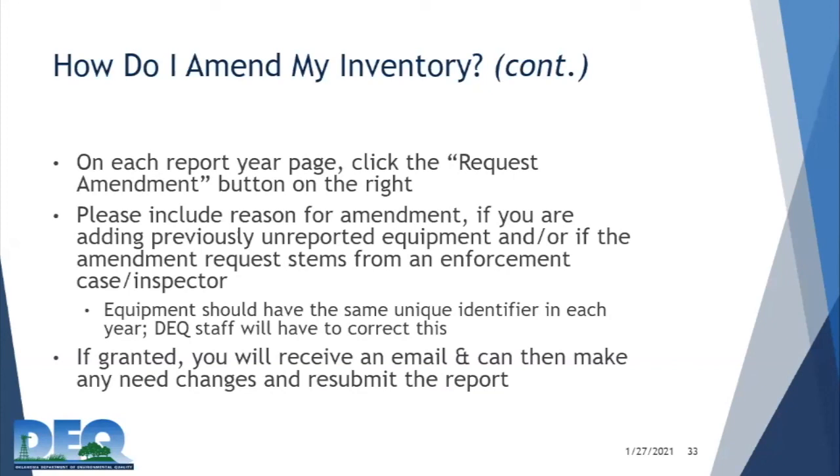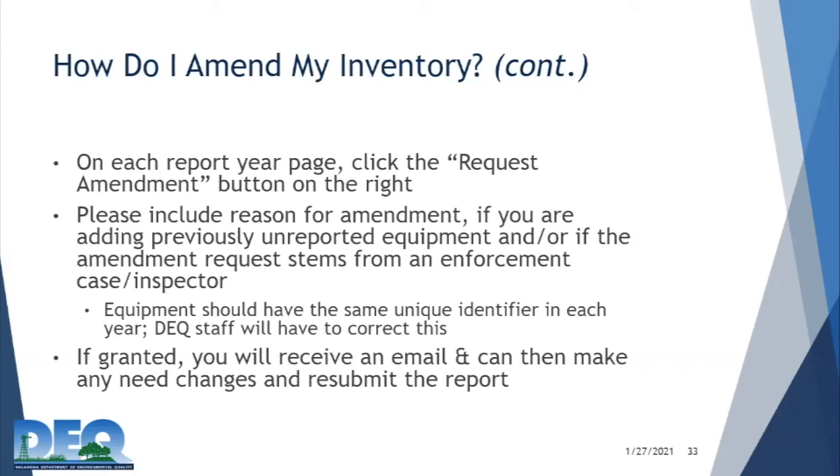To actually request your amendment, if you go to the report year page, the main landing page for, say, a 2019 report, on the right-hand side, on the blue menu, there's a request amendment button. If you click on that, it will take you to a page with a text box, and it will ask you to give a reason for your amendment, why you're requesting that.